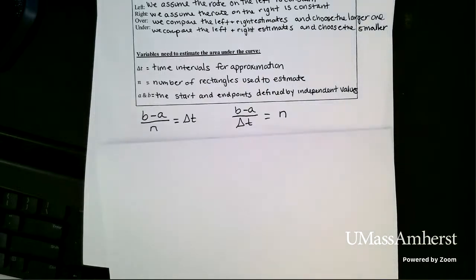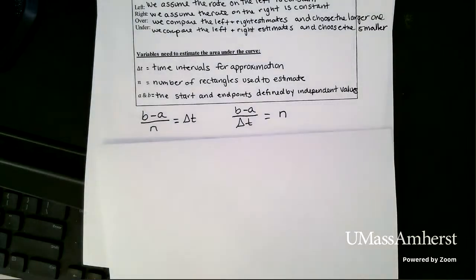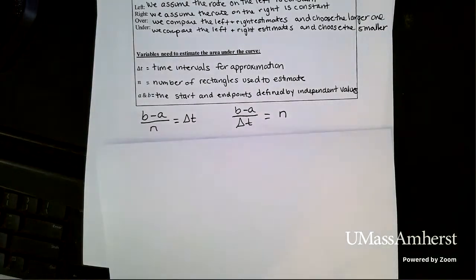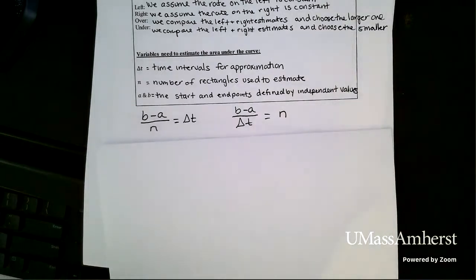So if you were to look at B minus A, so the length of the interval, and divide by N, the number of rectangles that you want to use, that would give you your delta T. Similarly, if you took B minus A, the length of your interval, and divided by delta T, that would give you your N, the number of rectangles you are approximating with, okay?